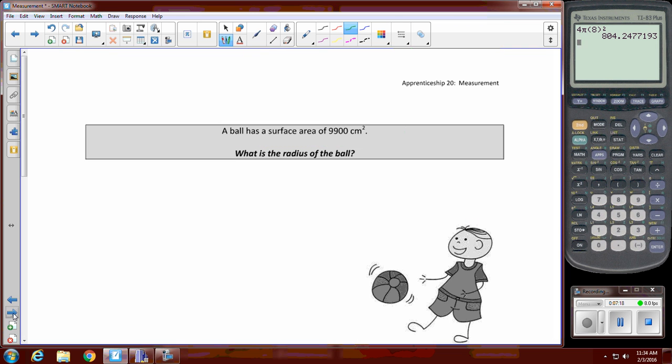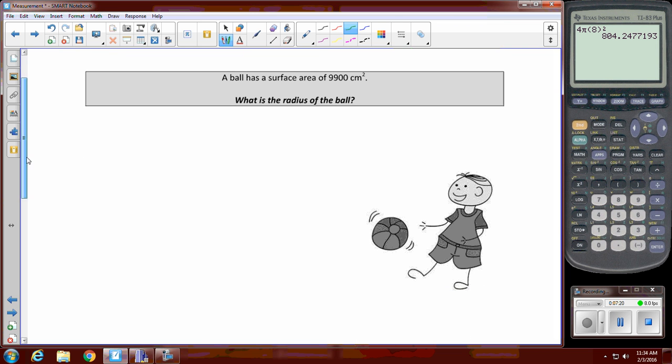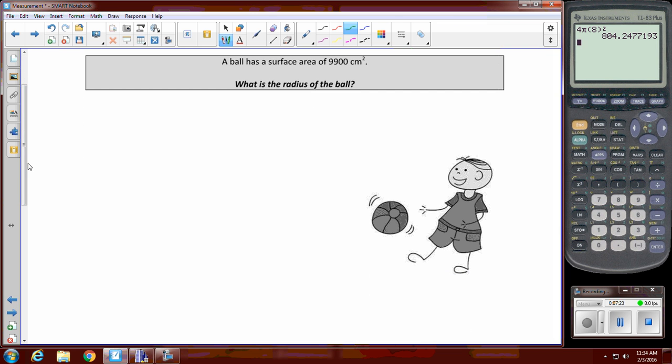So we'll switch now to the last question. We have this kid bouncing a ball, and it says this ball has a surface area of 9,900 square centimeters. What is the radius of that ball? So it's asked me for the radius, and it gives me the surface area. So all I need to do is start with the surface area formula, 4 pi r squared. And I'm going to be using algebra to manipulate this to find the radius, because at the end of the day, it's asking what number for r is going to make this true.